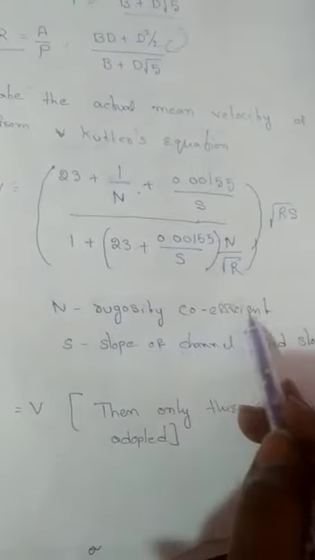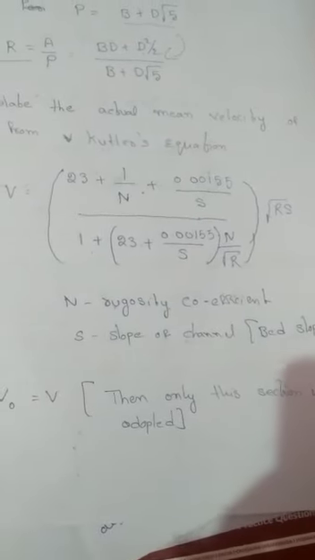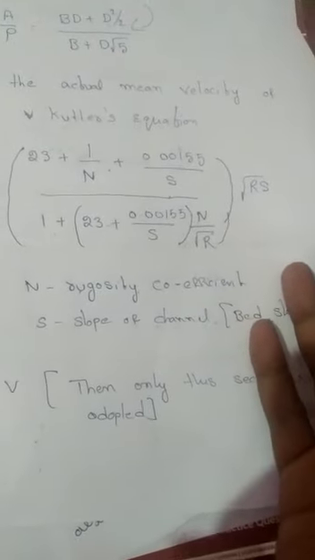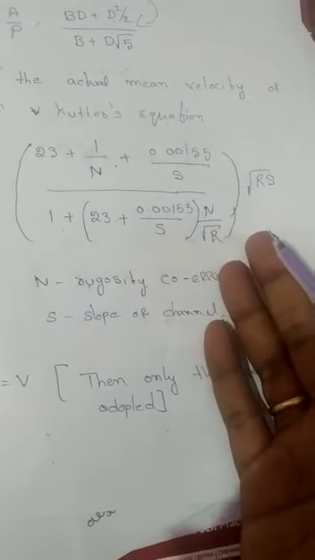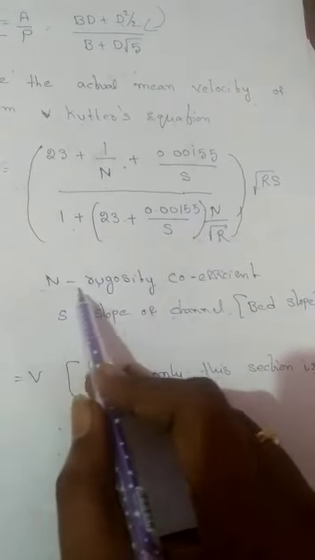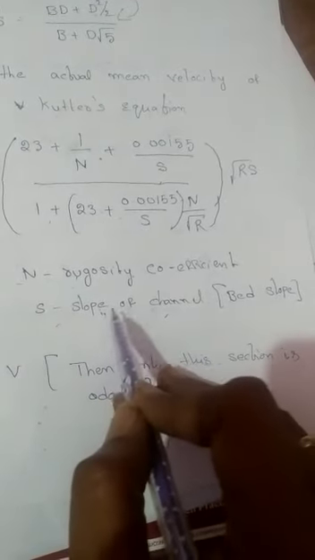What is meant by n? n is a rugosity coefficient which depends upon the type of the soil. In geotechnical engineering we learned about so many kinds of soils like black cotton, alluvial and silt. Based on the type of soil we find n, and S is the slope of the channel. Don't confuse: it is not the side slope of the channel, it is the bed slope of the channel.